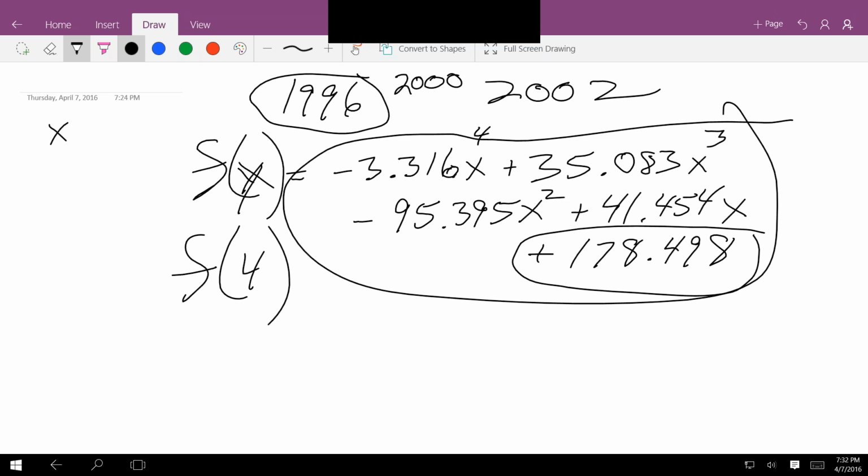Good luck on coming up with this number. Yeah, I just typed it in. It was right, so that's good. And the whole secret of this problem is knowing that x is 4 in the year 2000. Yeah, I had no idea how to even go about this, so that's good.